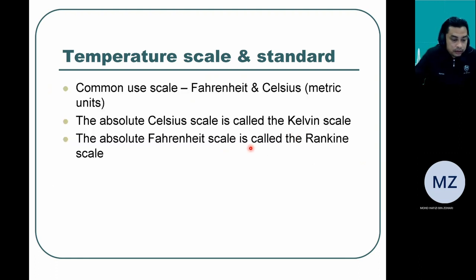So the scales that we're going to use for the temperature measurement are Fahrenheit and Celsius. Celsius is in metric units, or in Kelvin. The Celsius scale corresponds to Kelvin in terms of the absolute scale. And the absolute scale for Fahrenheit is Rankine. Of course, in Malaysia, I think in Australia, in Asia, usually we use Celsius, a metric unit, as the temperature measurement.